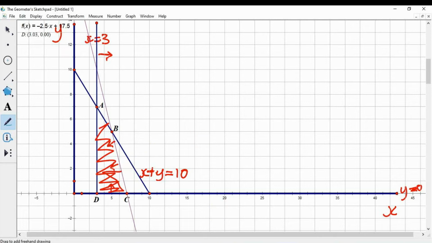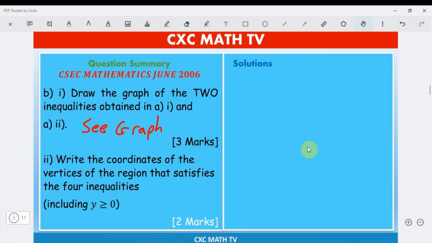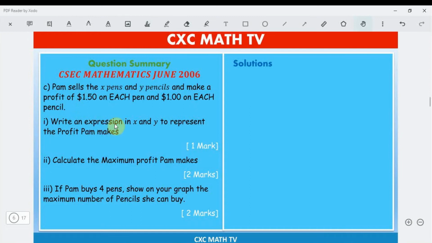Alright, so that's the region. So now let's finish the question. It says write an expression in X and Y to represent the profit Pam made. So first we need to read what's above. I didn't read what's above. It says Pam sells X pens and Y pencils and makes a profit of $1.5 on each pen and $1 on each pencil. Write an expression for the profit she makes.